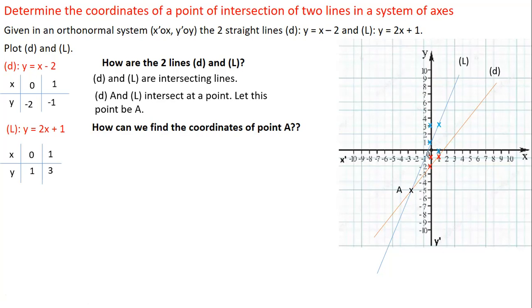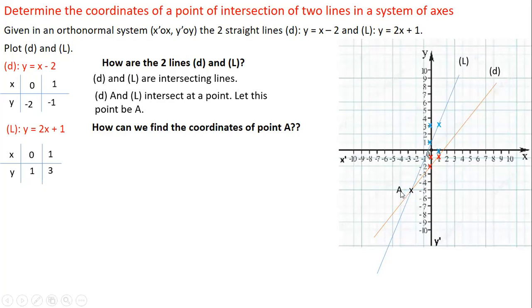What do I want to find? I want to find the coordinates of A. What should be the abscissa of A and what will be the ordinate of A? I don't just draw a vertical line to find the abscissa and a horizontal line to find the ordinate. Please don't do it like this. There is a rule to find the coordinates of a point of intersection between two lines in a system of axes. Step by step, I want to ask you, and who knows, please directly answer.